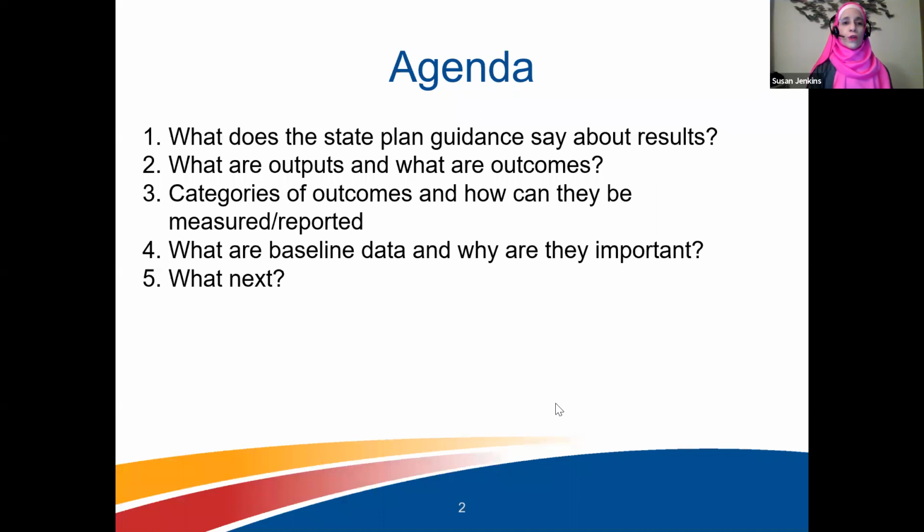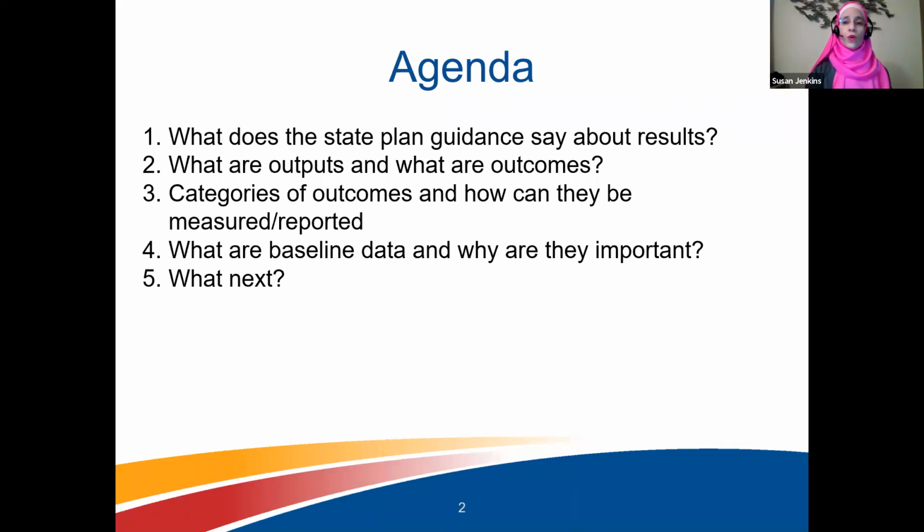Today, we're going to focus on what the state plan guidance itself says about results. What are outputs versus outcomes? Because that's an important distinction to make. What are categories of outcomes, which is really the so what, the results, the success, the value of your state plan, and how can they be measured and reported? And what are some baseline data? Baseline data are very important for us to really have a good sense as to whether we are meeting the goals that we have.